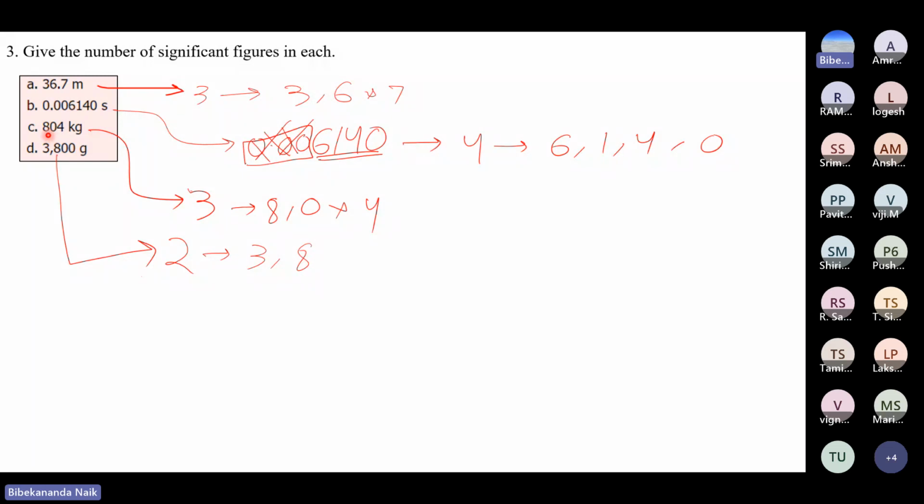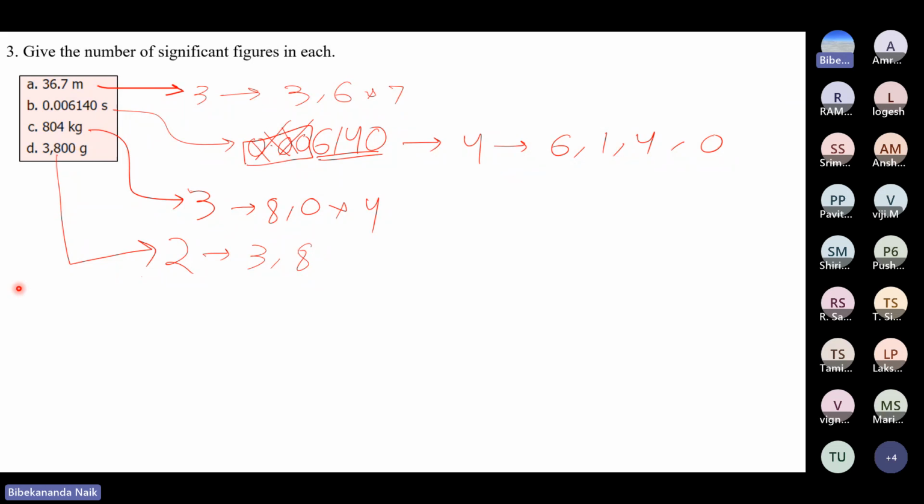And in case of C, it is 804 kg and since the 0 is written in between 8 and 4, this 0 is a significant figure and the total number of significant figures in this case is 3, which are 8, 0 and 4. And in case of D, it is 3800 gram. So the number of significant figures in this case is 2 because these 2 zeros are written after 8 and they are not significant.